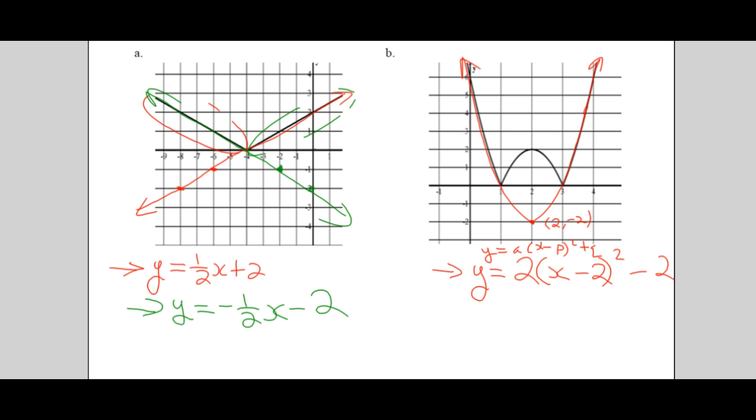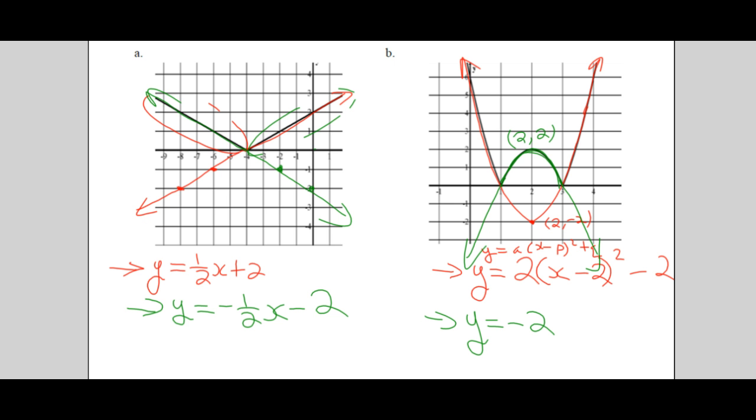What's the other possibility? That it opens down, right? That this was always here, and that these were reflected. I'm just going to do a lousy sketch because there's not much room down there. But it's just that, a parabola that opens down. Now, its vertex is in a different place too. Where is it? 2, 2.